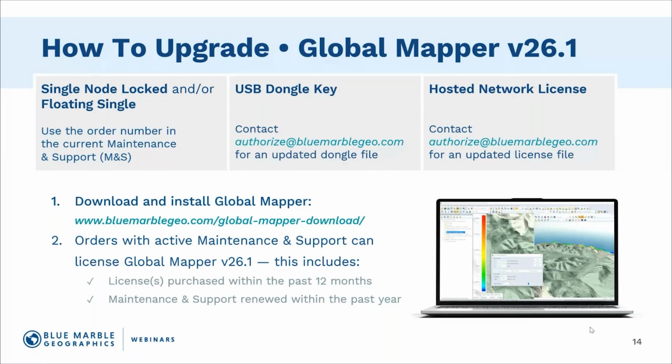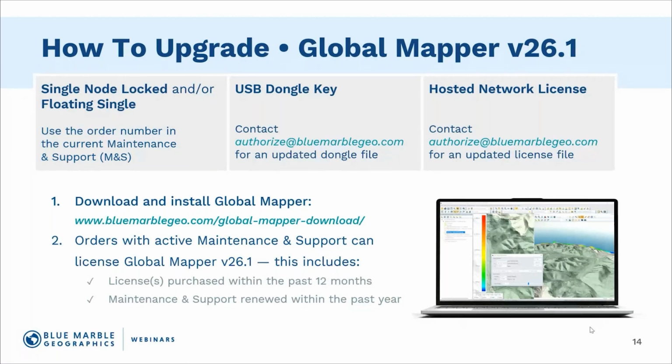If you have a USB dongle key, a physical license key that you plug into your machine to license Global Mapper, or you're working with a hosted network license, meaning you're connected to a network license server hosted by your organization, there are just a few more steps to upgrade and get 26.1 licensed. We've got an email on screen, authorize@bluemarblegeo.com, a line to our licensing team, and they can help walk you through the upgrade process and make sure you've got the license to support version 26.1.